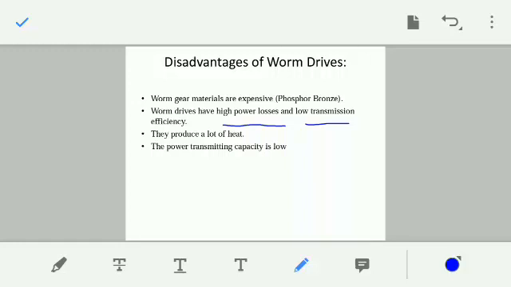And due to this high speed reduction, there is a large amount of friction and a lot of heat is generated. So in these worm gear drives, you are required to solve numericals on heat generated and heat dissipated, which we have not solved in the case of spur gear and helical gear. Again, power transmitting capacity is low in case of worm gear drives.